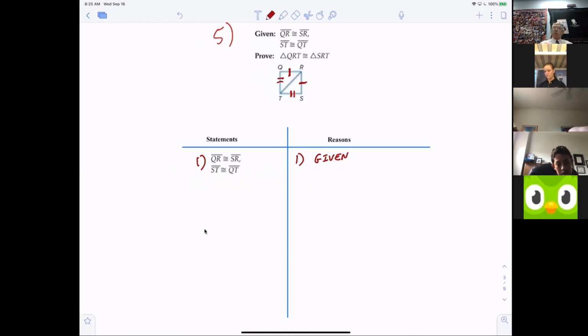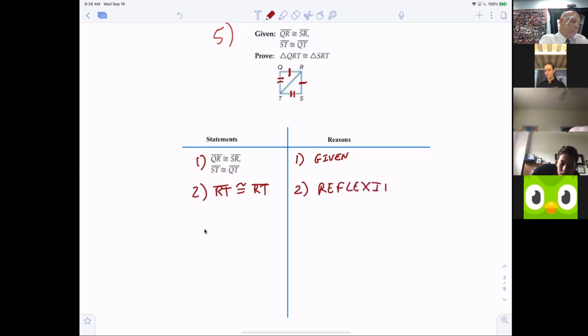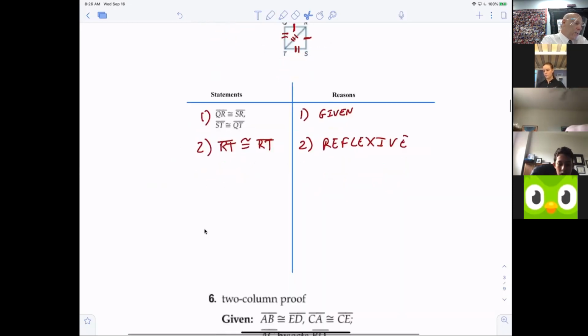So again, this one's kind of simple. This one's actually too easy. This one should have been before the last one. What do we got? RT is congruent to RT, and that's reflexive. So now I put 3 tick marks. So now what do we know is true? I ask you what's true. Yay, the triangles are congruent.